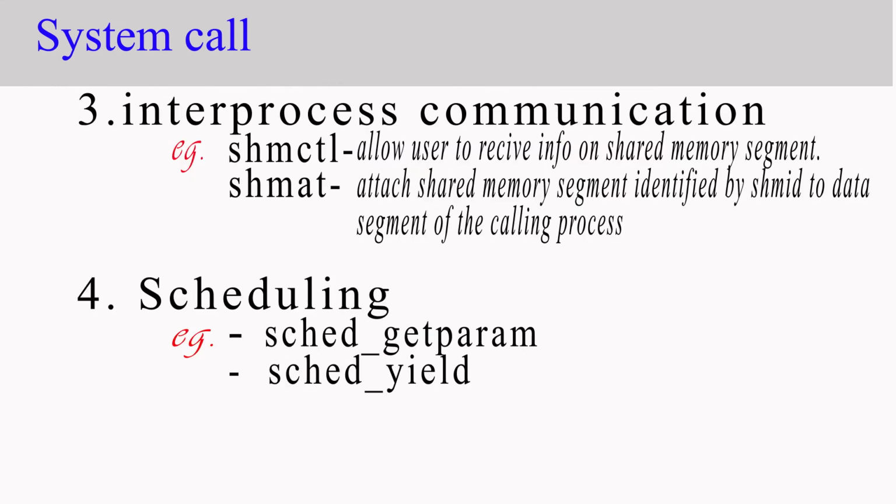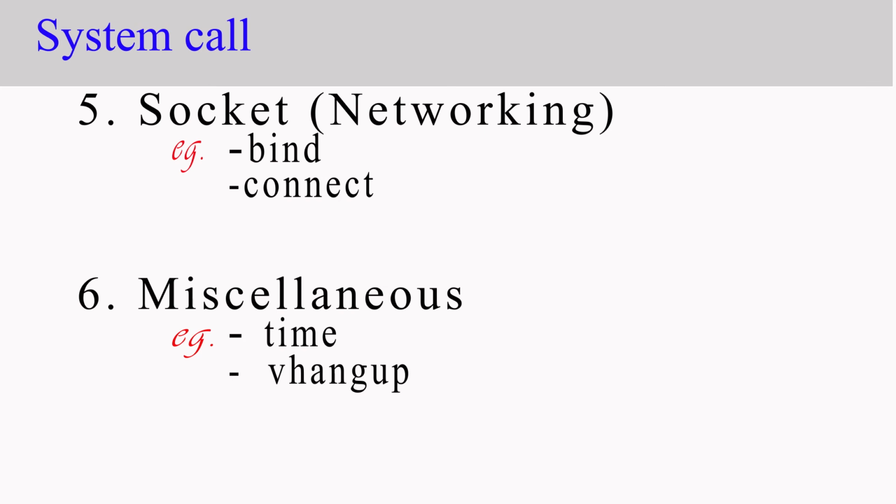The third category is interprocess communication. One example of a system call in this category is the call which allows a user to receive information on the shared memory segment. Then the fourth category is scheduling. The fifth category is networking. And the last one is the miscellaneous category, in which we have time, which returns the time since January 1970, and many other system calls.